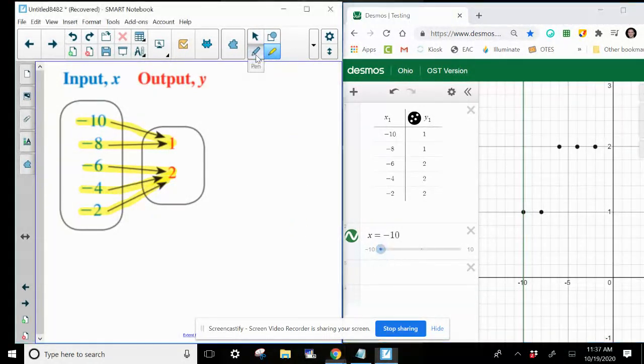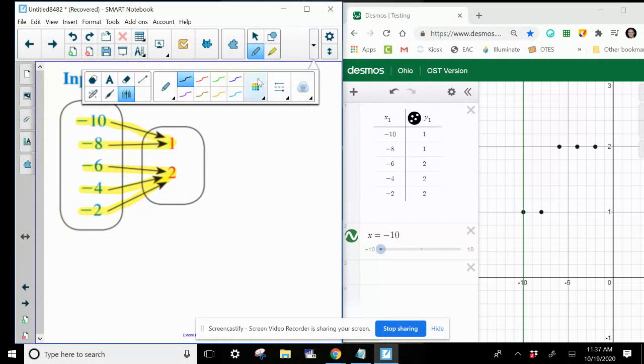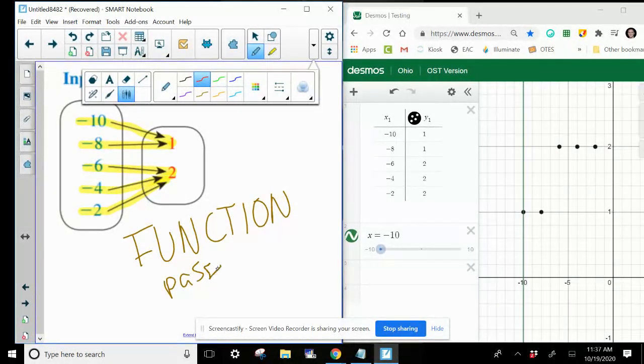So as a result, that tells us that this mapping diagram is in fact a function because it passes the VLT.